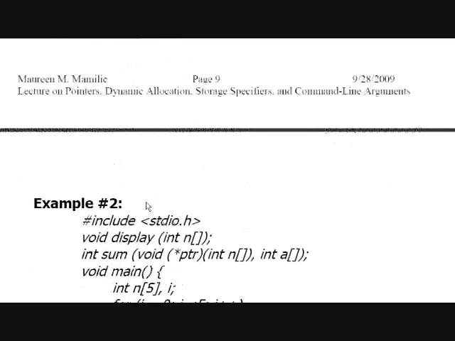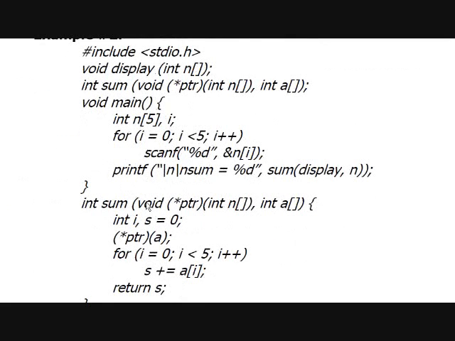Okay, now let's have a longer example. Here we have three functions: display, sum, and main. In main, we have an integer array n that can store 5 integer elements. Using a simple for loop, we read the input through the keyboard using scanf and store it in our integer array. Then we invoke the function sum, whose job is simply to sum up the elements stored in our array n. But look at our function call here and the arguments included. The arguments for our function sum consist of the function display and the array name n.